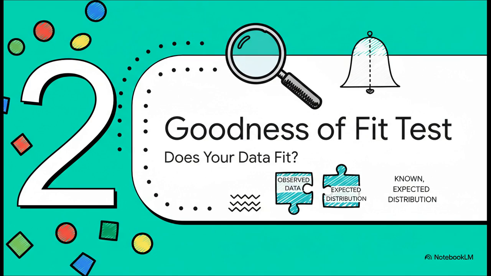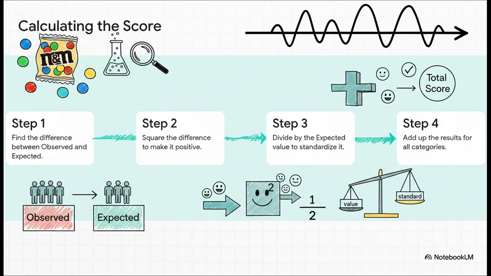So let's dive into our first method. It's called the goodness of fit test. And the name pretty much says it all. We use this to see how well our observed data, like our M&M's colors, fits with a known theory or an expected pattern. Now, before I throw a scary-looking formula at you, let's just talk through the logic, because it's actually pretty simple. For each of your categories, like each M&M's color, you just do 4 quick things.